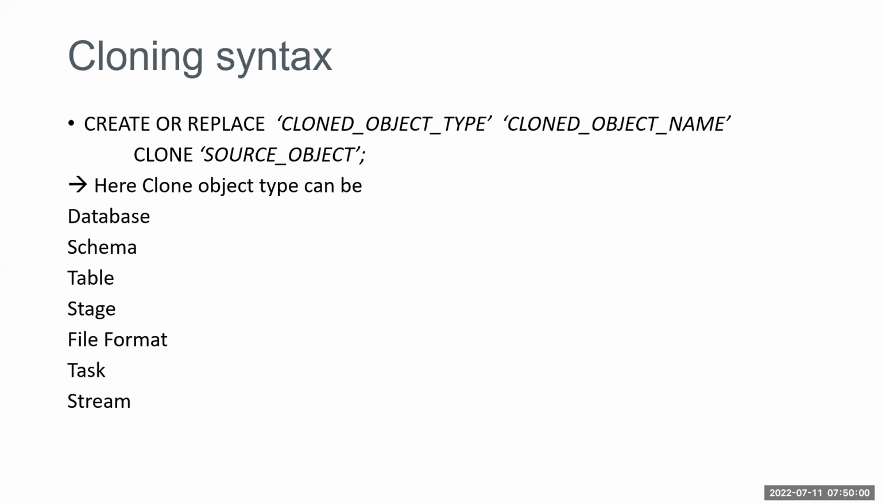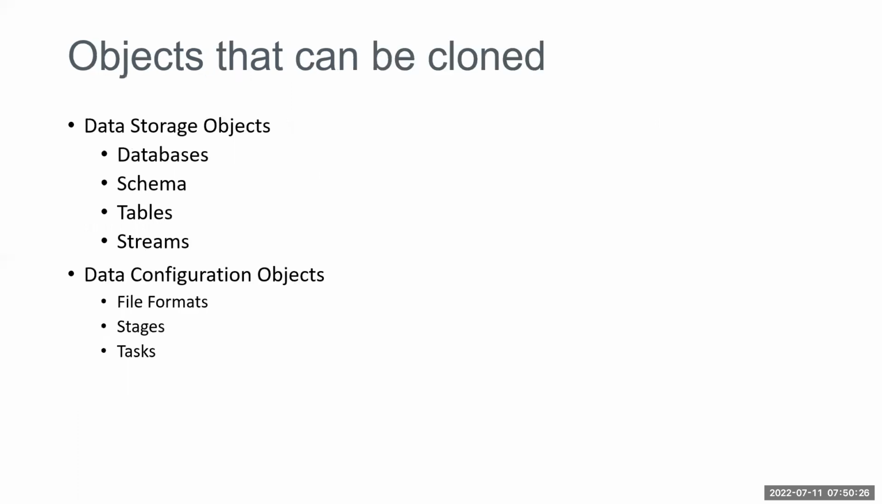And then the cloned object name. You have to put some name to your object, and then clone the source object name. Which object you are trying to clone, you have to give that object name. It's very simple: create or replace table name, clone, and the original table name. So we can clone all these types of objects. If you see objects that can be cloned, there are two types of objects: data storage objects and data configuration objects. The data storage objects are databases, schemas, tables, and streams.